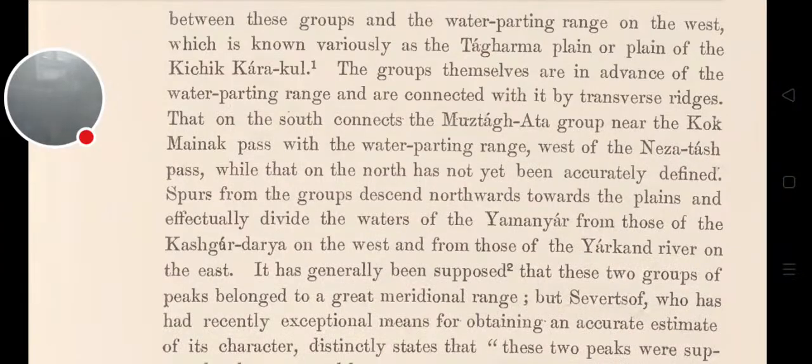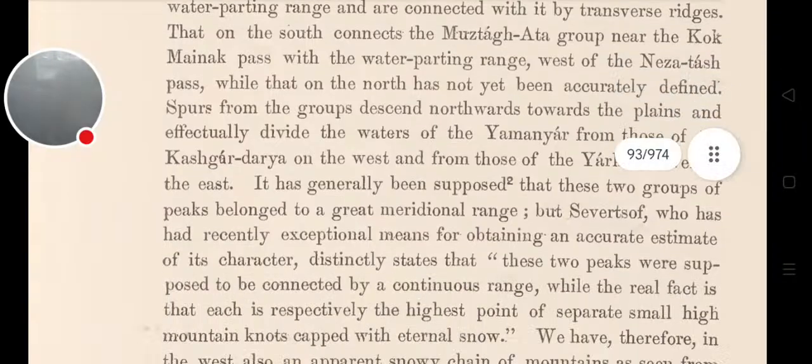The groups themselves are in advance of the water parting range and are connected with it by transverse ridges. That on the south connects the Mustag Ata group near the Kok Mainak Pass with the water parting range west of the Nezatash Pass, while that on the north has not yet been accurately defined. Spurs from the groups descend northwards towards the plains and effectually divide the waters of the Yamanyar from those of the Kashgar Darya on the west and from those of the Yarkand River on the east.